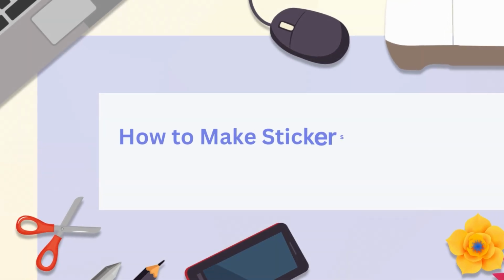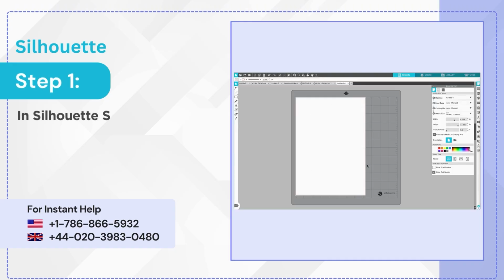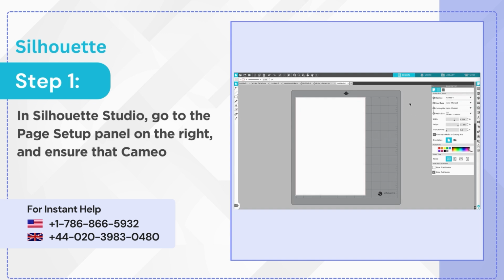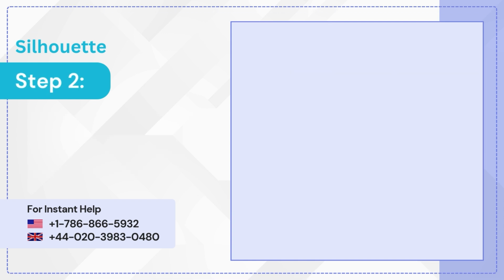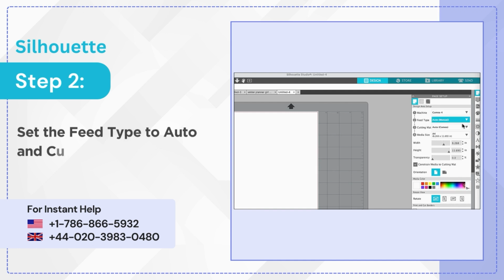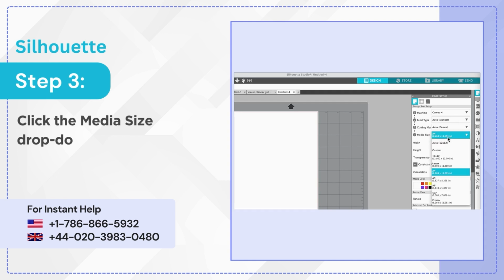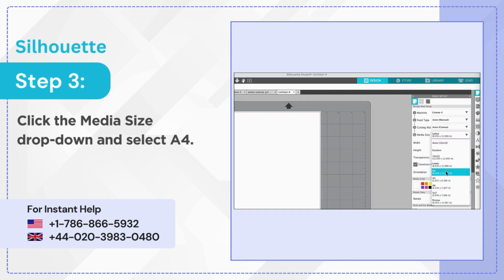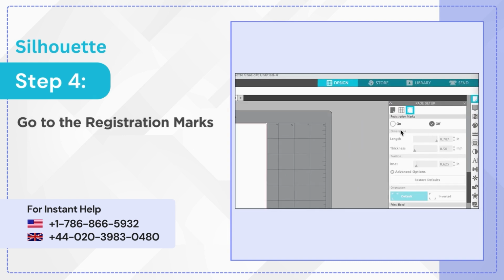How to make stickers with Silhouette Cameo 4. Step 1. In Silhouette Studio, go to the Page Setup panel on the right and ensure that Cameo 4 is selected for machine. Step 2. Set the feed type to auto and cutting mat to auto as well. Step 3. Click the media size drop-down and select A4. Step 4. Go to the Registration Marks tab and select On.